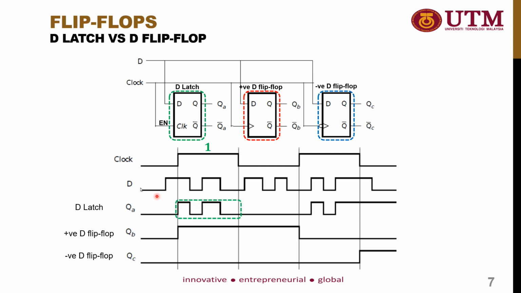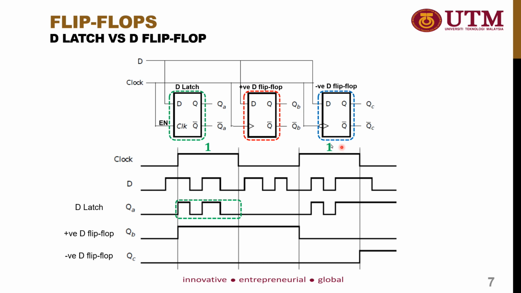So in this example, the input is D, and the output is QA for D latch. When the enable pin is set to 1, the output will follow whatever input goes to the D pin. Therefore, the pattern of the output is similar to the input. And when it goes to the next stage where the enable pin is set to 0, the previous output is retained. So the value of 0 will be retained until it reaches the value of 1.